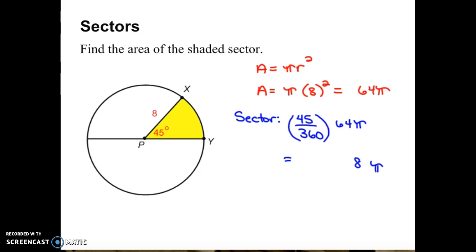And so if I want that as a decimal, I'm going to type it in, 25.13. So I just typed it in my calculator, but usually they ask for pi in their answer, but if they don't, you can simply just type it in to find out what it is.